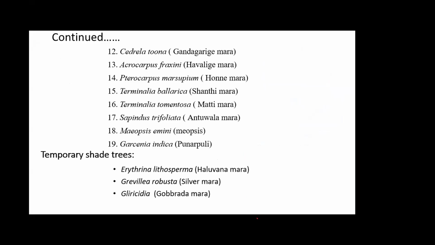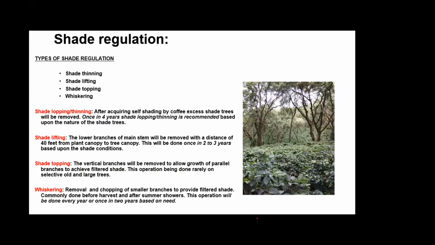Erythrina is there, Gavilia is there, and Lyricidia is also there. So when to do the shade regulation, types of the shade, there are 4 types of the shade regulation. Usually shade thinning is there. It's also called as shade lopping. Shade lifting is there. Shade topping is there, and whiskering.